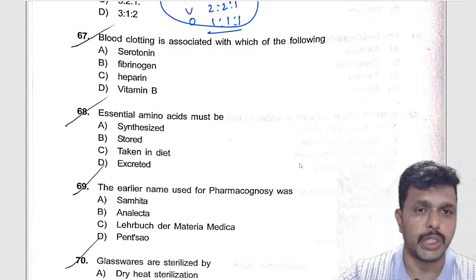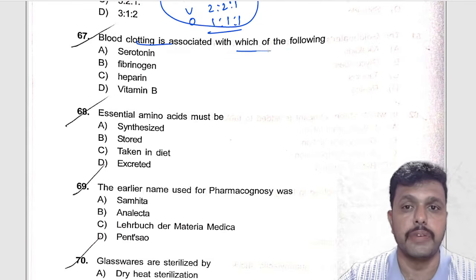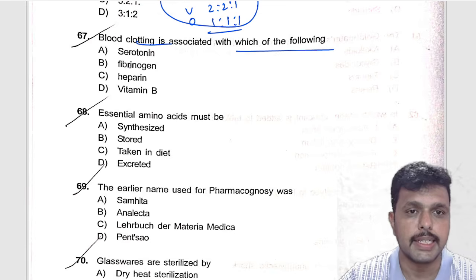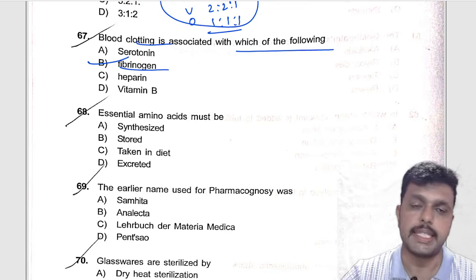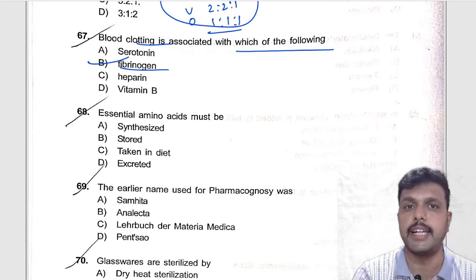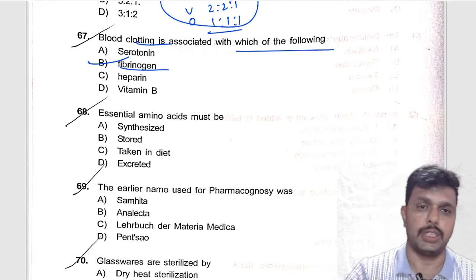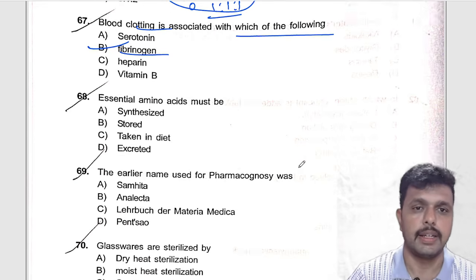Yes, next question. Blood clotting is associated with which of the following? The right answer is fibrinogen, option B. Fibrinogen gets converted into fibrin. Fibrin is a blood clotting agent. So option B is the right answer.